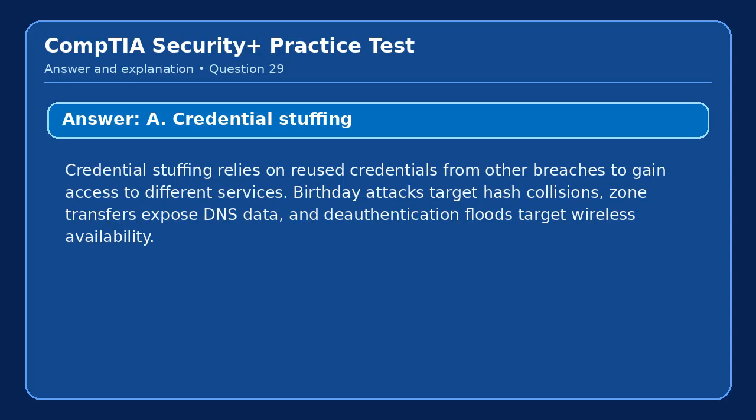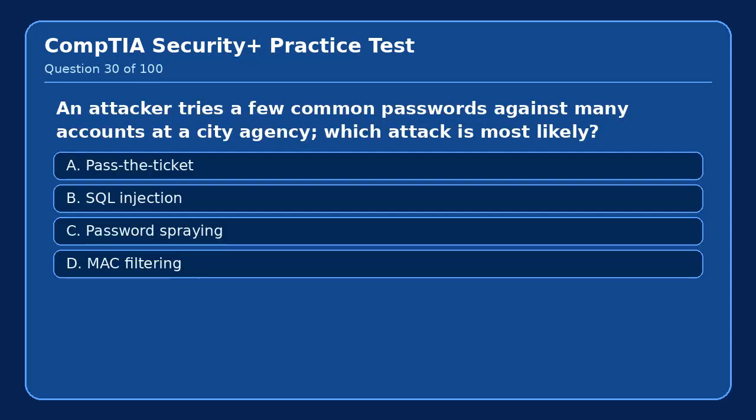Question 31. After obtaining an NTLM hash at a research lab, an attacker authenticates without knowing the plaintext password. Which attack is shown? A. Key stretching. B. ARP inspection. C. Pass the hash. D. Rainbow table prevention. Take a moment to choose your answer.